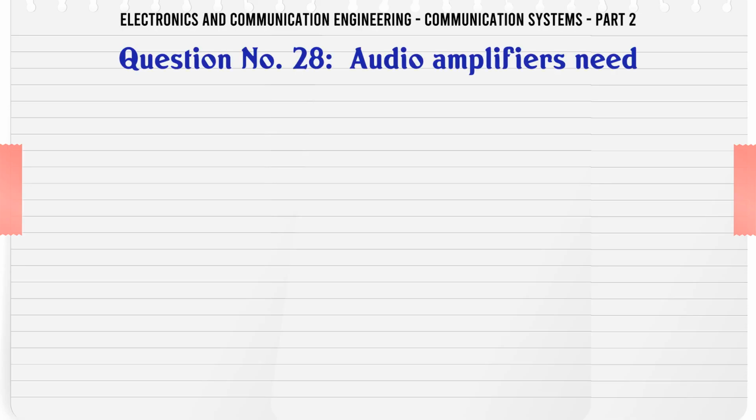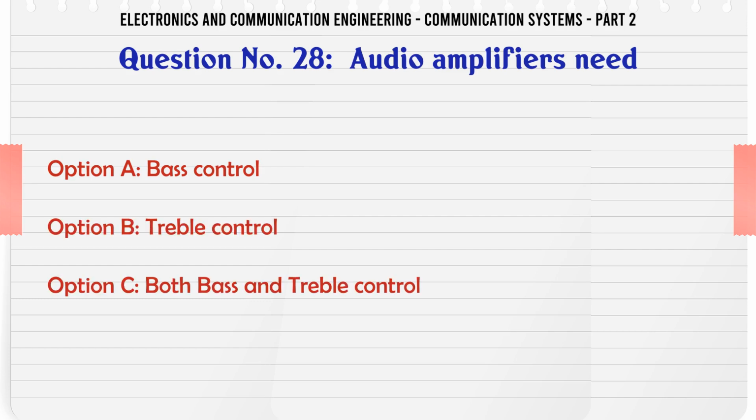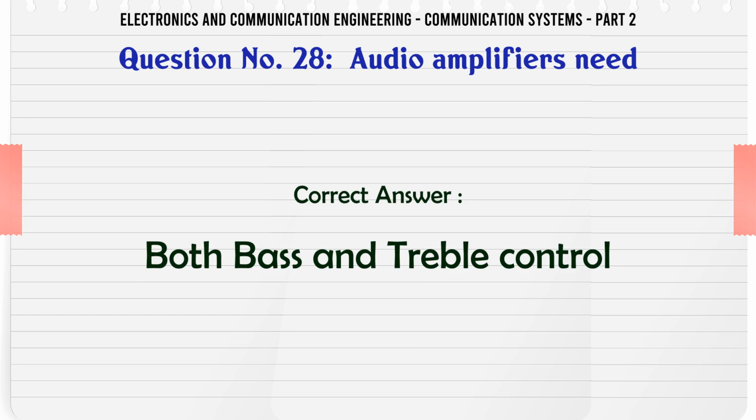Audio amplifiers need A. bass control, B. treble control, C. both bass and treble control, D. either bass or treble control. The correct answer is both bass and treble control.